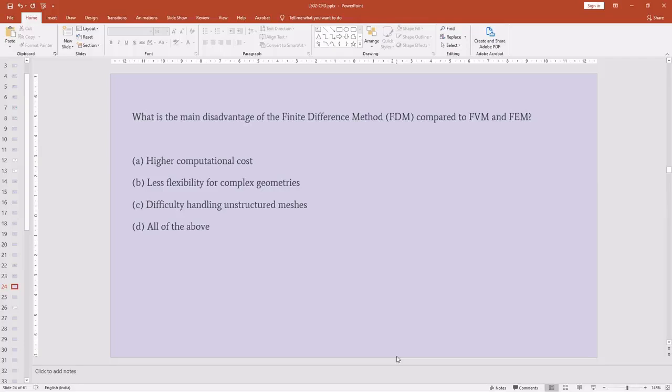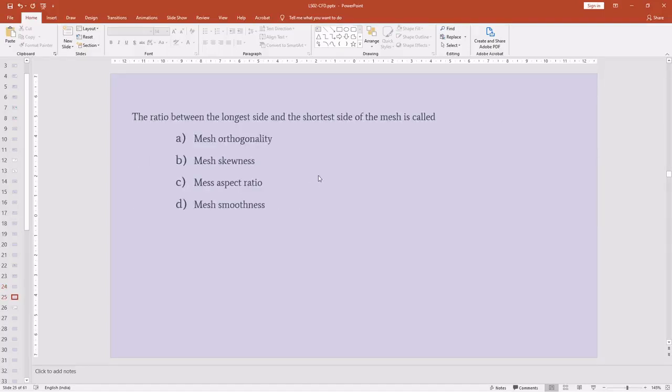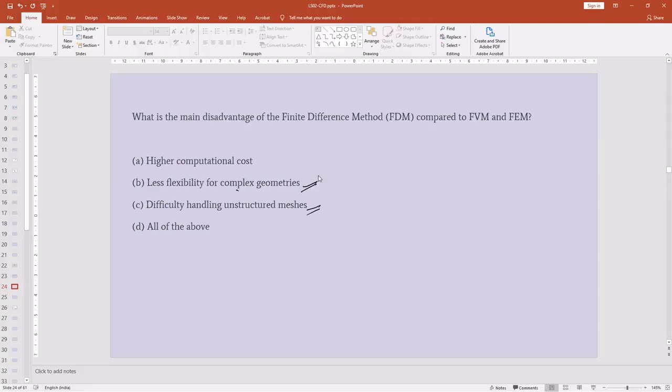Here, the first one, finite difference method. The first one we have already discussed. The second one we have already discussed: less flexibility for complex geometries, because in two of the previous questions we explained that the finite difference method works well with simple geometries. So B is there, and also C, that is difficulty handling unstructured meshes. These two we have already explained in the last questions.